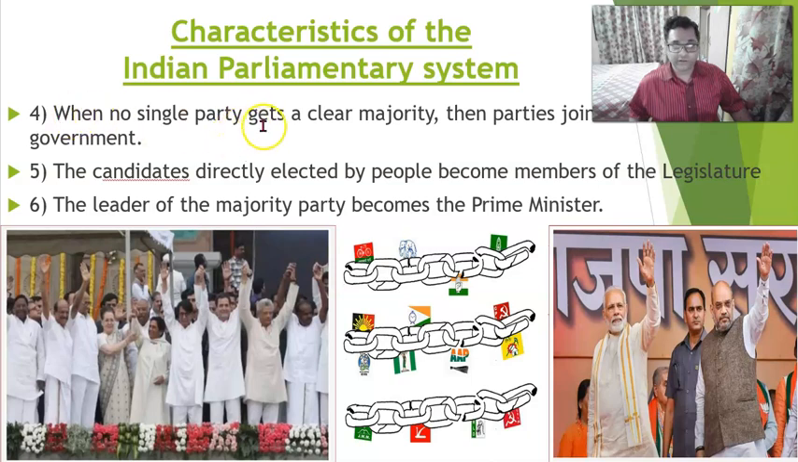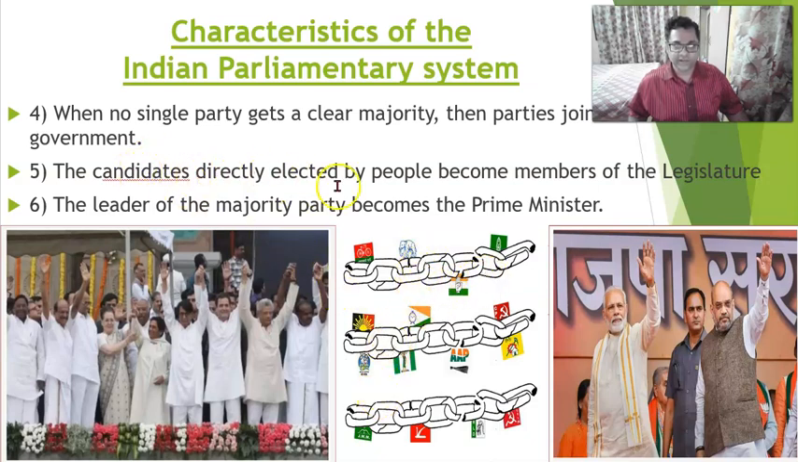Let's go ahead. The fourth characteristic of the Indian parliamentary system: when no single party gets a clear majority, then parties join to form a coalition government. That means if they have not got enough votes, then many different parties join together to form one coalition government. Here you can see in this picture many parties joined together. They come together to form a government. Here also you can see chains. That means they are getting linked together to form a government.